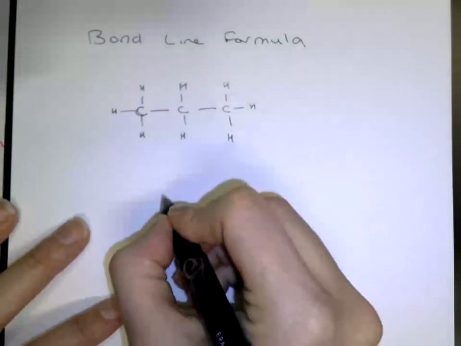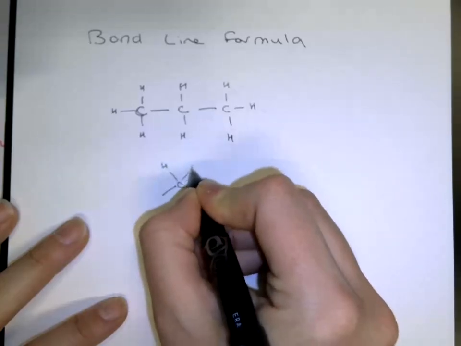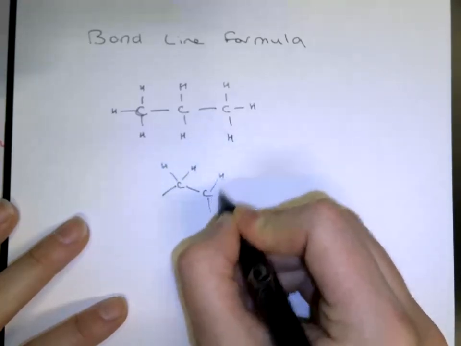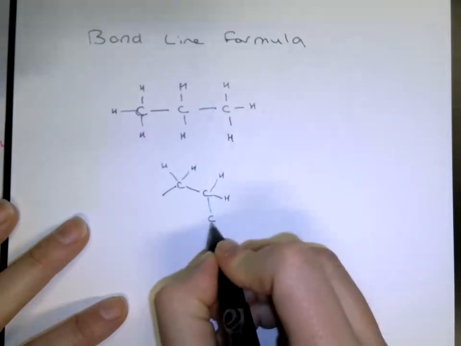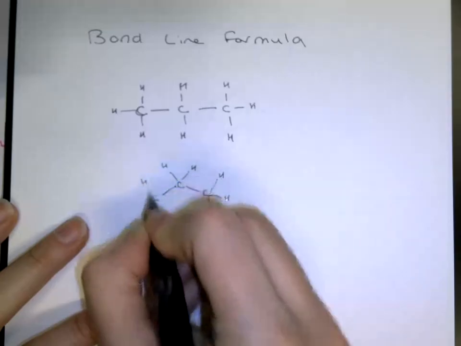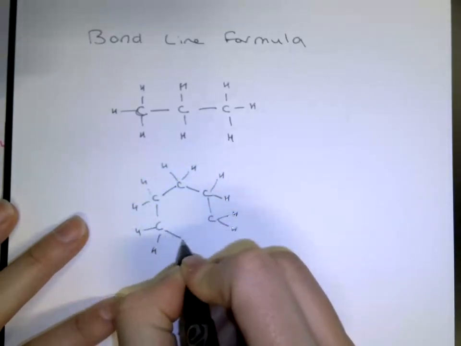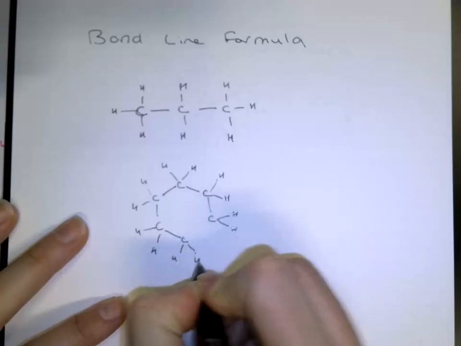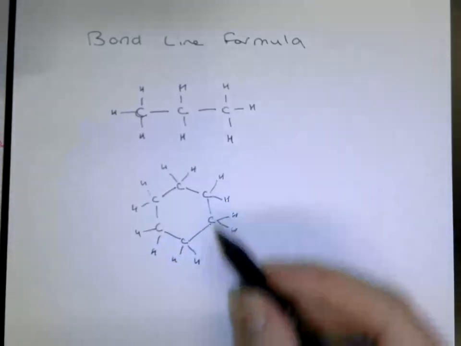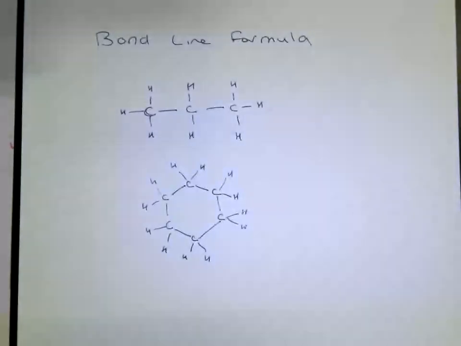For example, a common one we see is cyclohexane. So cyclohexane has 6 carbons in a ring, and each carbon has 2 hydrogens, and so that's a lot to draw. It takes up quite a bit of time.